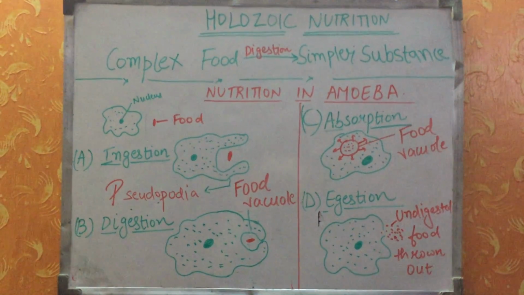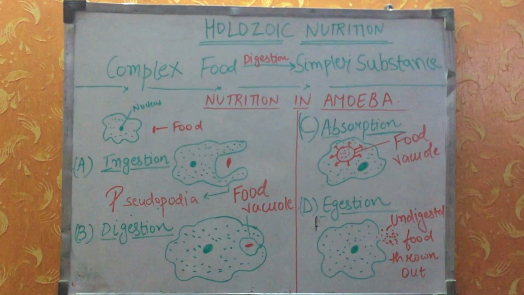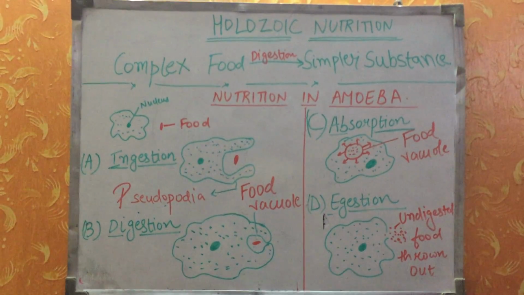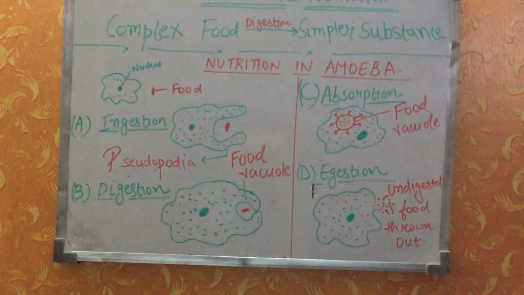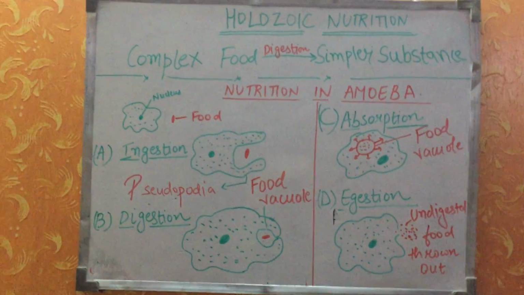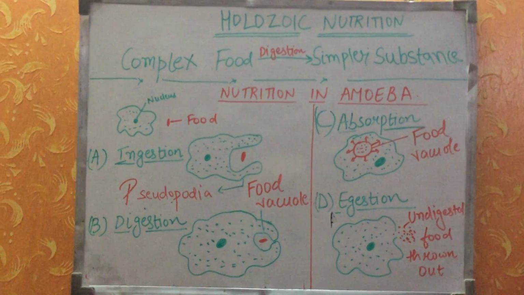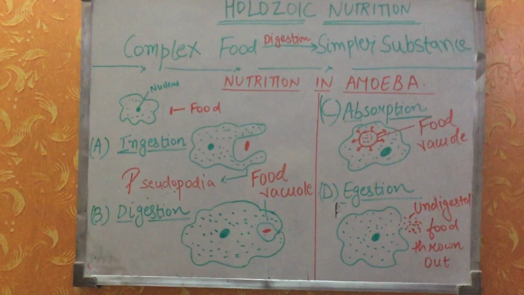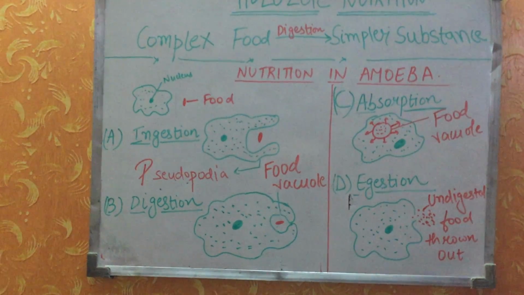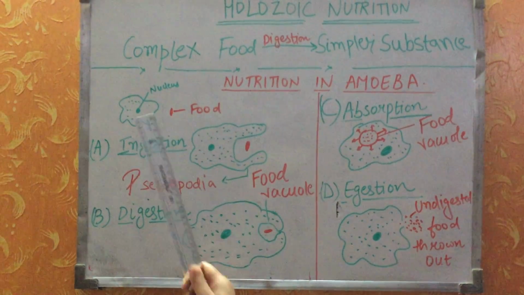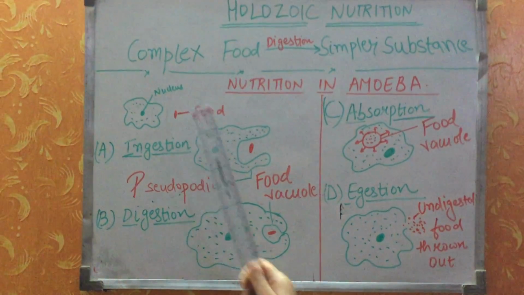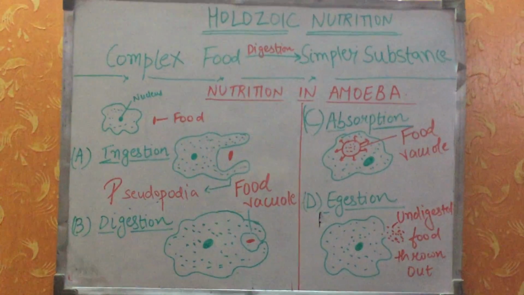Now, what is amoeba? Amoeba is a unicellular organism. It is a single-cell organism which contains a nucleus and cytoplasm. Let's see how this amoeba takes nutrition from food. This is the amoeba and this is food available outside the body of the amoeba.